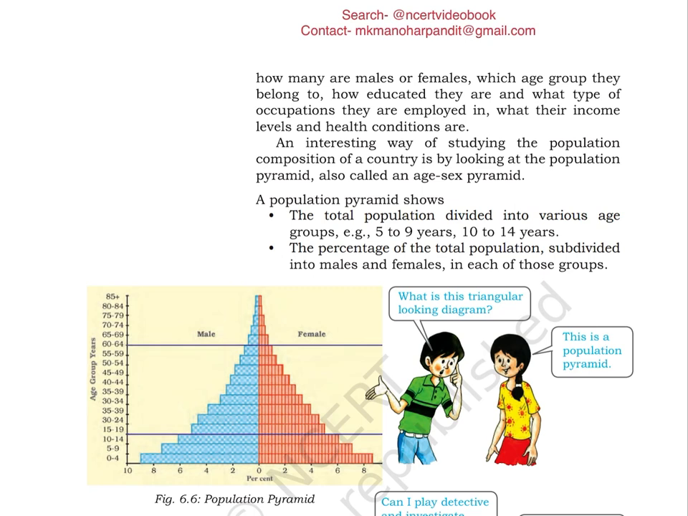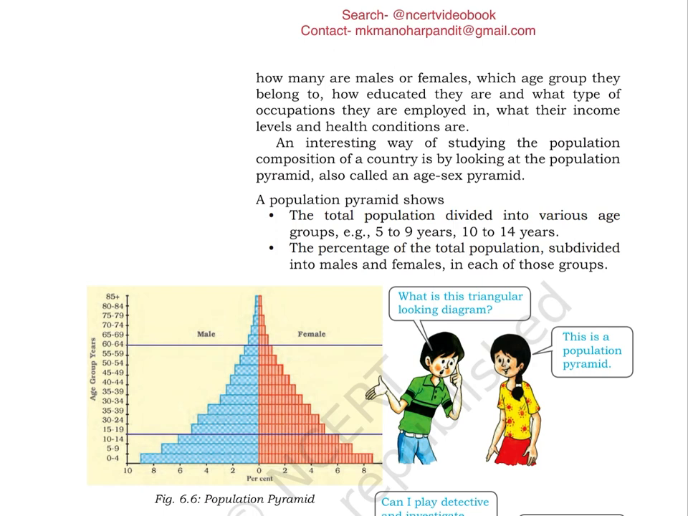On page number 68, a population pyramid has been given in figure 6.6. On the x-axis, the percentages are mentioned, and on the y-axis, age groups in years are mentioned. According to this population pyramid, the population in the age groups of 0 to 4, 5 to 9, and 10 to 14 is the maximum in both male and female, whereas the population above 60 to 64 is the least.